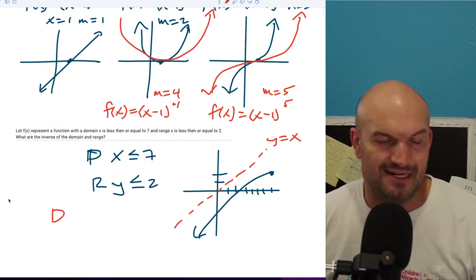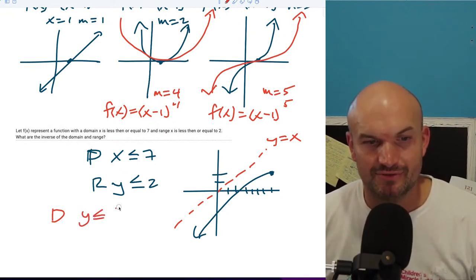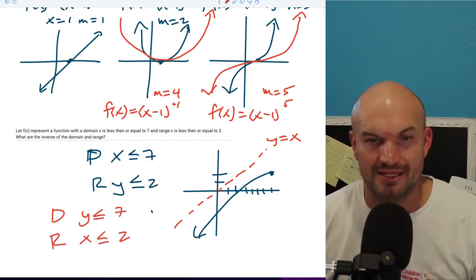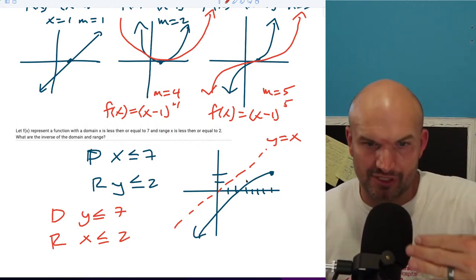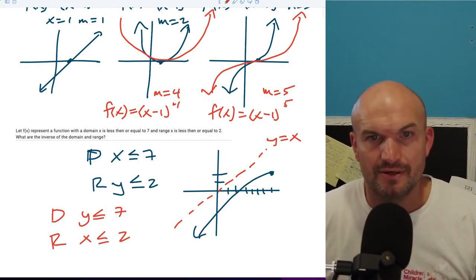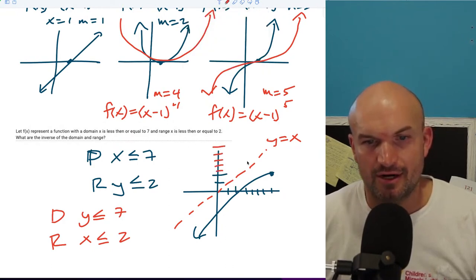This graph now, and I'm not really sure exactly of the case, but you could say the domain is y less than or equal to 7, and my range is going to be x less than or equal to 2. So what's going to happen on this graph is we flip it over, which is not really correct, or it doesn't look good in this case, but you go 1, 2, 3, 4, 5, 6, 7, and then over 2, and it would look like this.